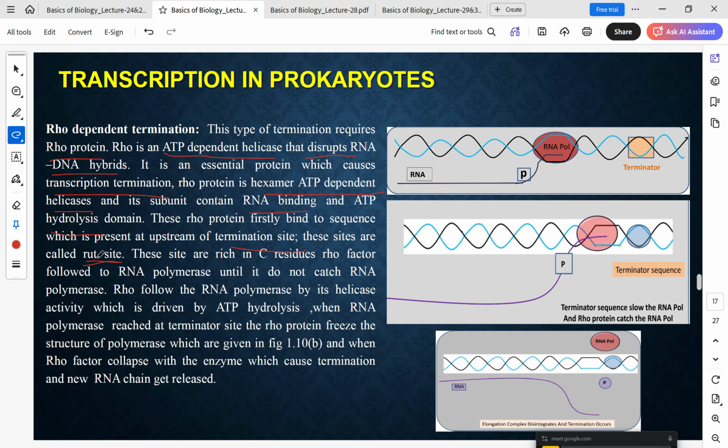So what happens is because of the terminator sequence, the RNA polymerase slows down, and then the Rho protein causes conformational changes within itself to catch the RNA polymerase and detach it from the hybrid.